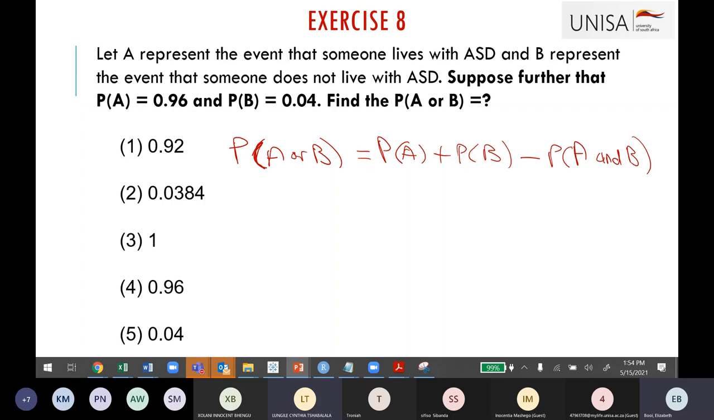The answer is 3. Why is the answer 3? The probability of A is 0.96, and the probability of B is 0.04. And A and B is 0, because they are mutually exclusive events. And therefore, the probability of A plus the probability of B is equal to 1.